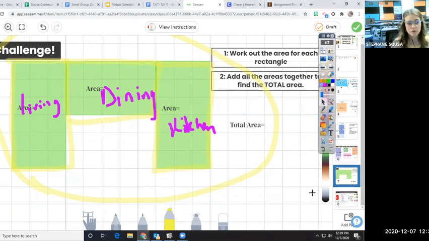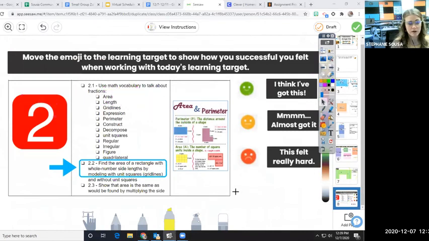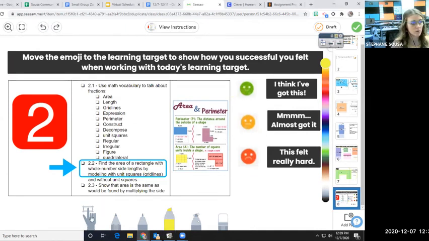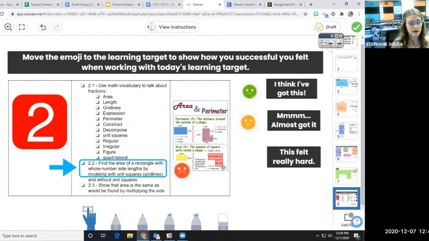As always, you will rate yourself on your success criteria. It's day 1, so it's okay if you feel like this is hard. It's okay if you feel like you almost got it. And it's okay if you think you got it down pat. You're going to rate yourself, with your success criteria by telling me how you are feeling about the goal of finding the area of rectangles by multiplying or counting square units.